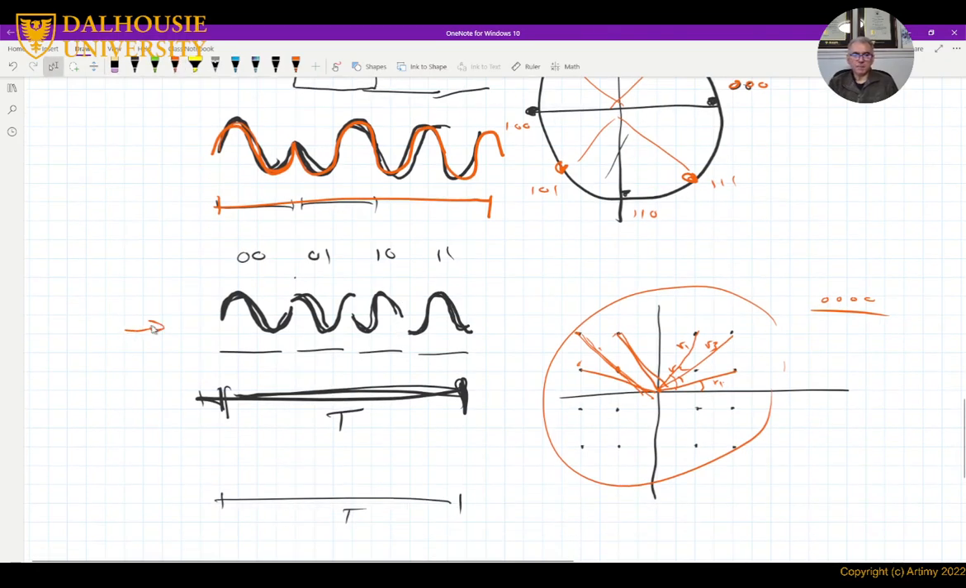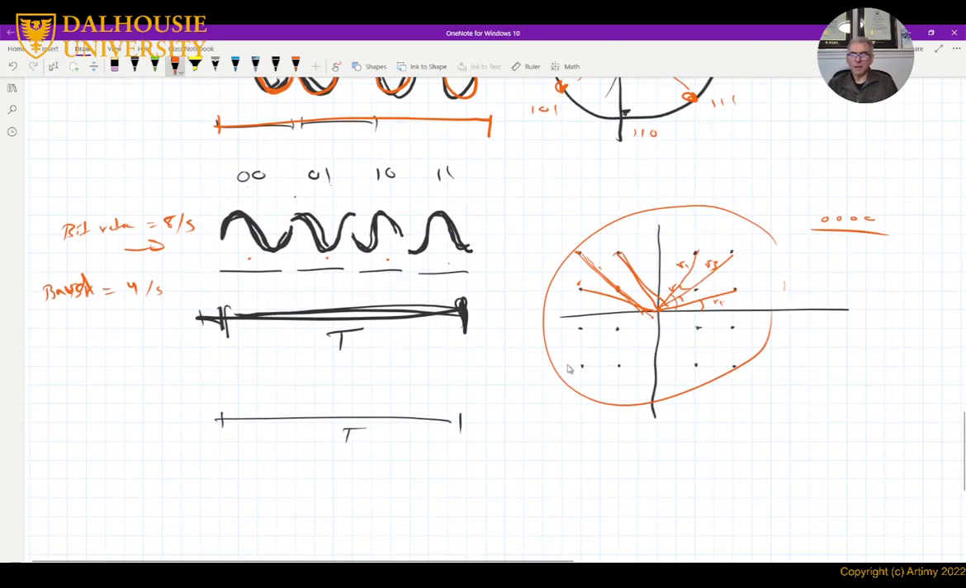If I look at this part, I see now that I have 1, 2, 3, 4 signal changes per second, but the bit rate is 1, 2, 3, 4, 5, 6, 7, 8. 8 bits per second. So the baud rate is 4 per second, while the bit rate is 8 per second. Write this as baud. So now they're not the same anymore. And if I use a higher constellation, higher modulation like this, the baud rate and the bit rate would be different as well.